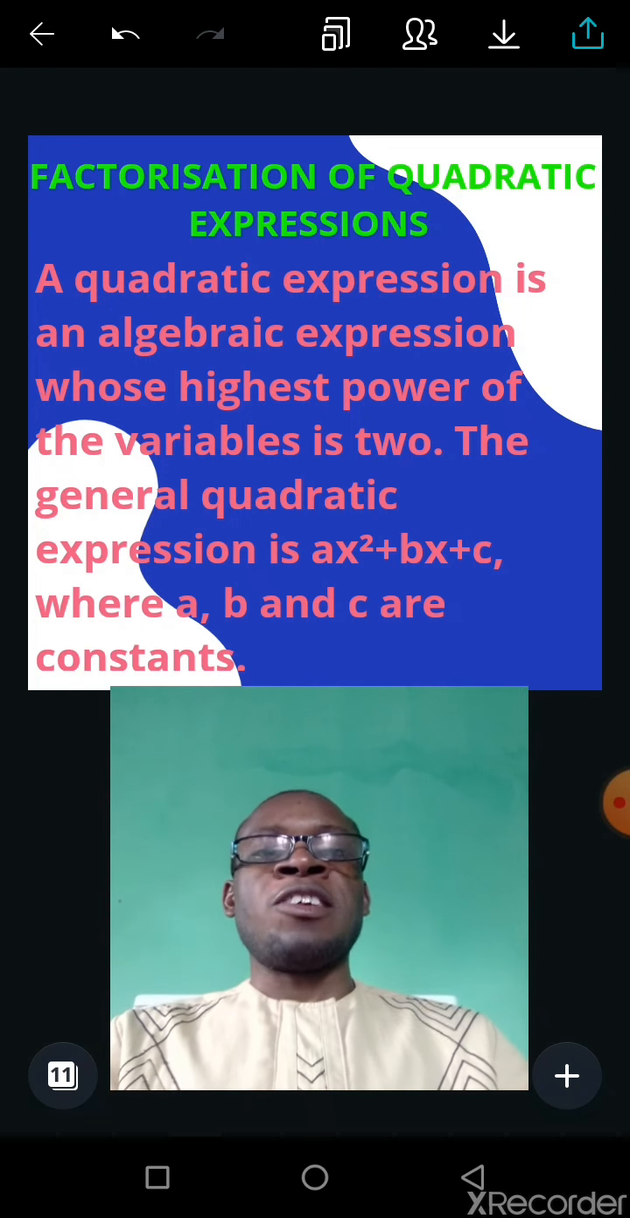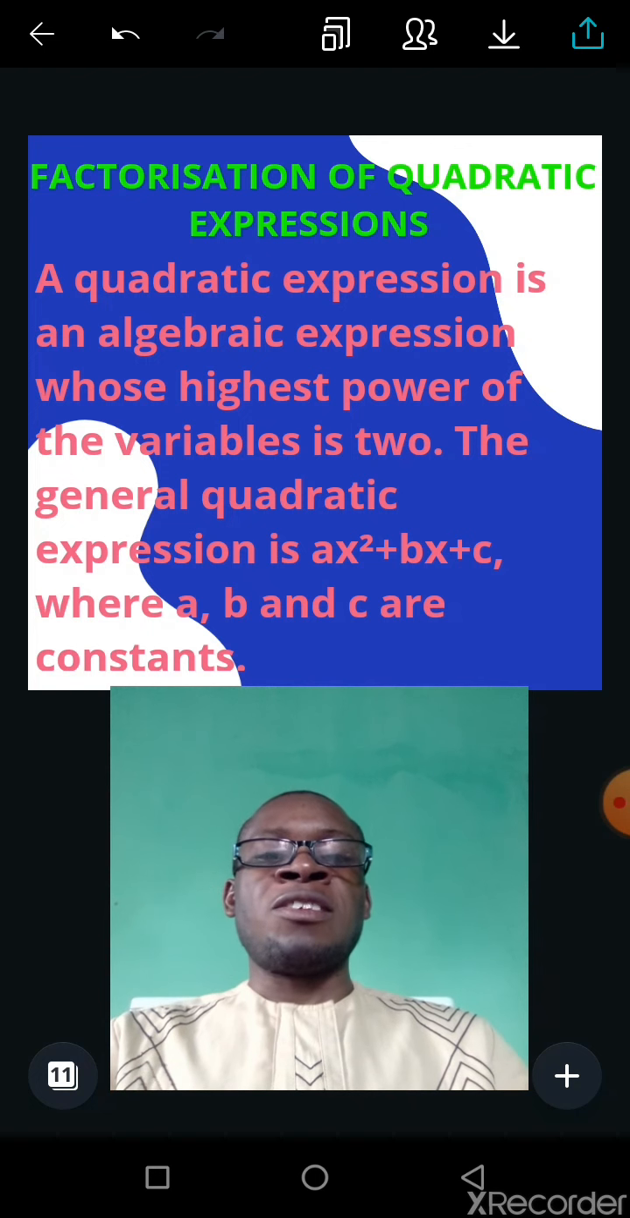The topic we're treating today: factorization of quadratic expressions. A quadratic expression is an algebraic expression whose highest power of the variables is 2. The general quadratic expression is ax² + bx + c, where a, b, and c are constants.